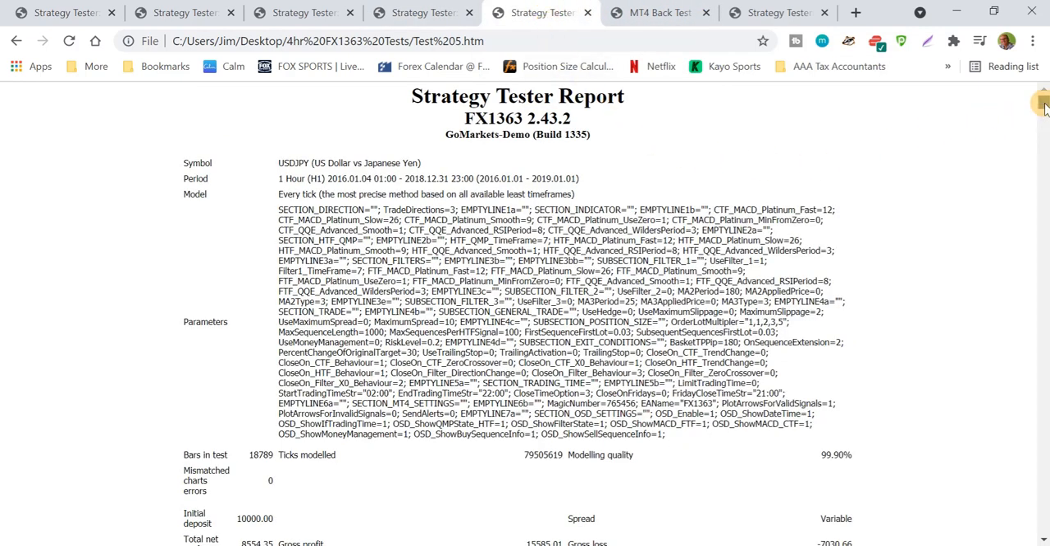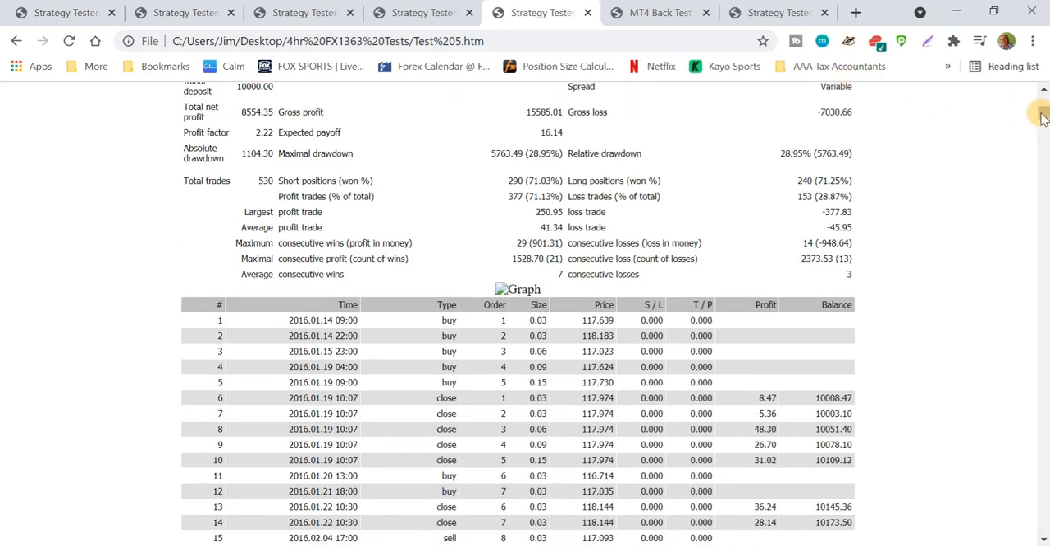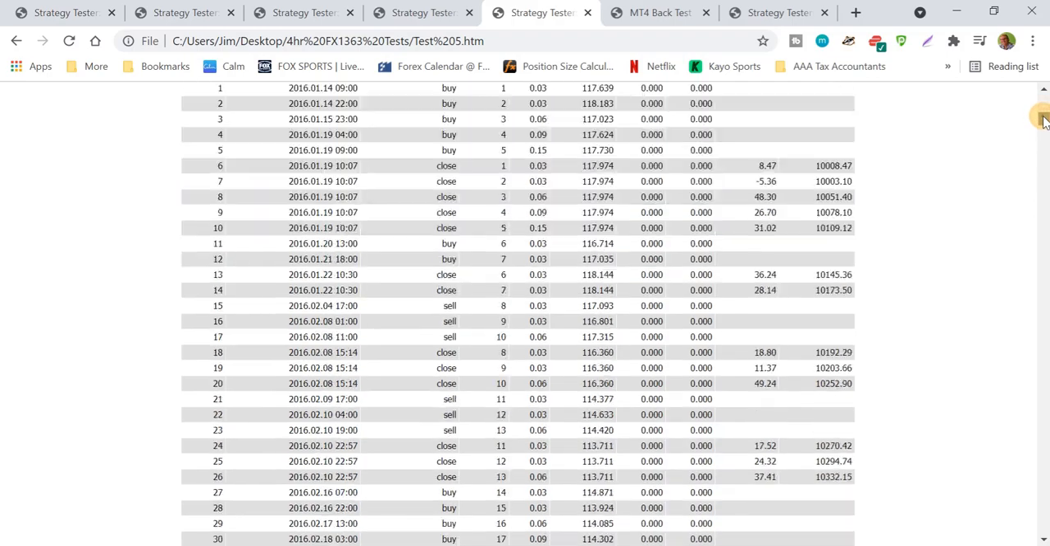Strategy tester report. USD Japanese yen. Again, exactly the same settings, same time period. 1 hour chart. 99.9 percent modeling quality. 2.22 profit factor. Drawdown not so bad, nearly 29%. And 530 trades. So pretty consistent in the number of trades.